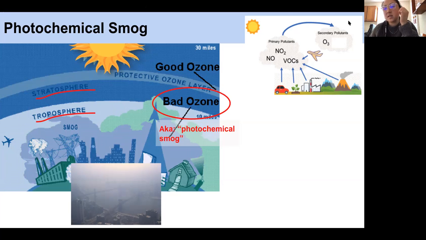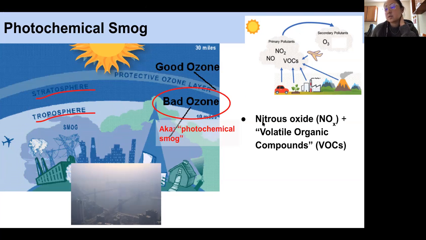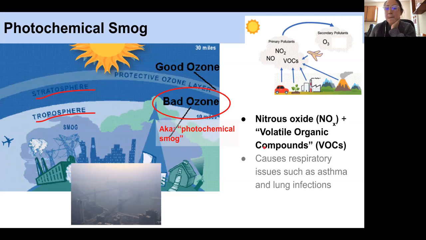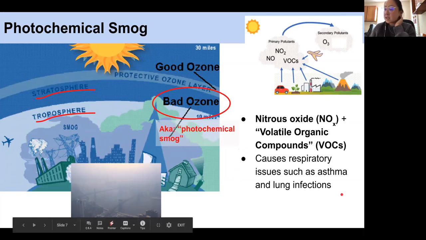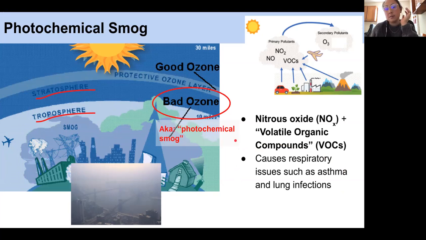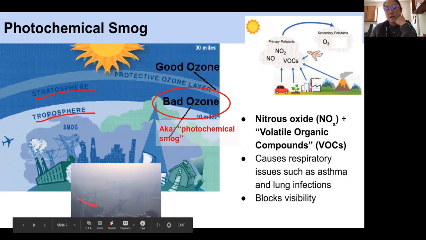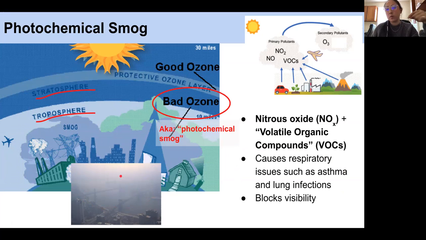So it's the breaking apart and recombination of primary pollutants that leads to these secondary pollutants. All right. And as a reminder, it's nitrous oxides and volatile organic compounds, not chemicals, compounds, VOCs. They cause respiratory issues like asthma and lung infections. So ozone is definitely not good for us to be breathing in. And then it also blocks visibility. So you can't quite see as far. As you can see in this picture, you can't see as far when there's more smog in the air.